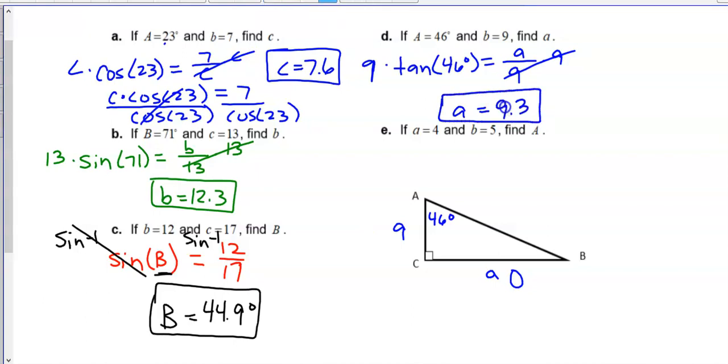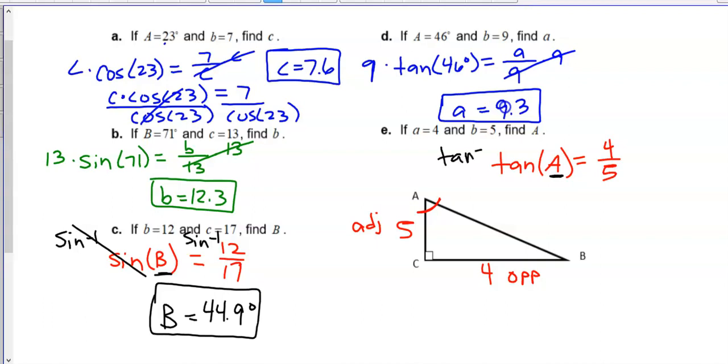And then the last one of these, we have little a is 4, that's down here. Little b is 5 right there, and we are looking for A. So according to that angle A, we have the opposite side, we have the adjacent side, so that's a tangent. So tangent of A is equal to 4 over 5. And then remember, to get rid of a tangent, to get that A out of there, take the inverse tangent of both sides.